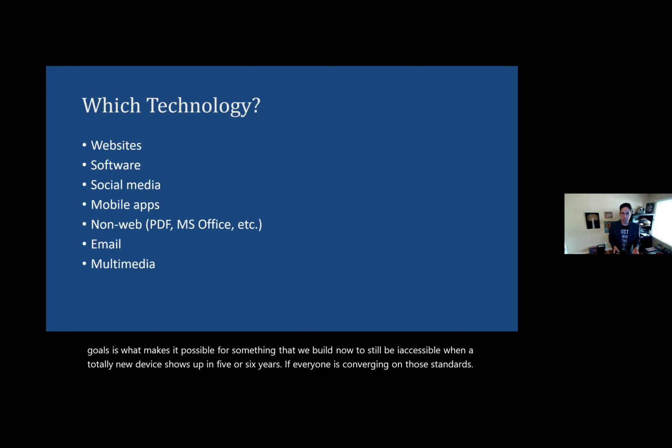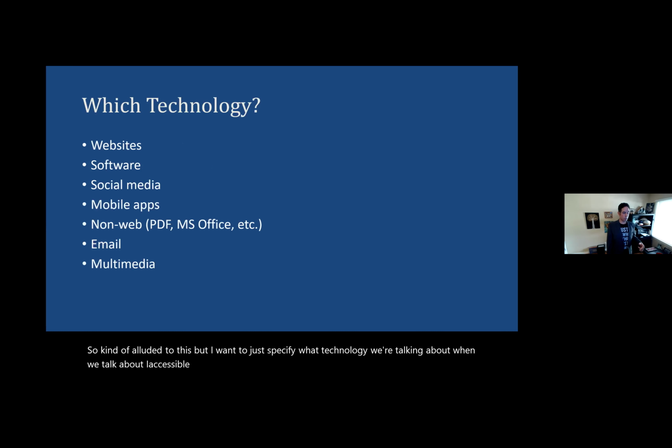So I've kind of alluded to this, but I want to just specify what technology we're talking about when we talk about accessible technology. And really, I think we covered this when we talked about the different phases of life. But to reiterate and make the point more clear, hopefully, we're not just talking about web or websites. When people talk about web accessibility, they usually mean more than that. They might not know it, but they usually mean technology accessibility. And in policy and in the accessibility community, we do make it a little more general. We talk about technology accessibility because it's about software that you use.